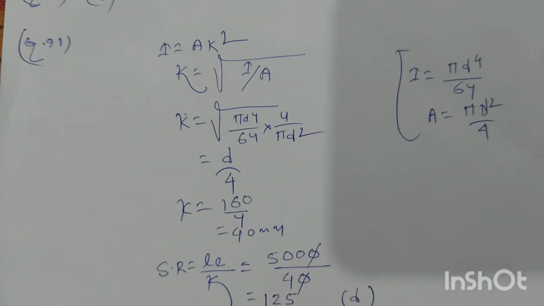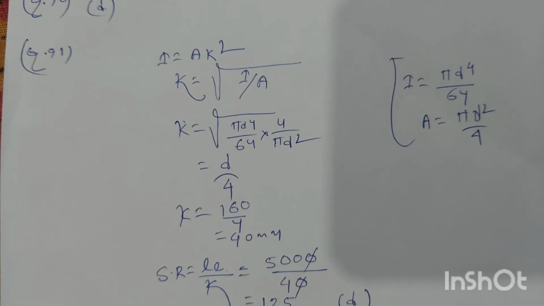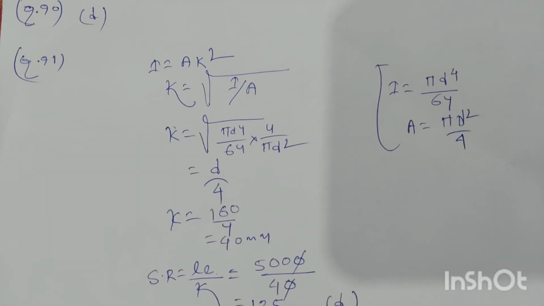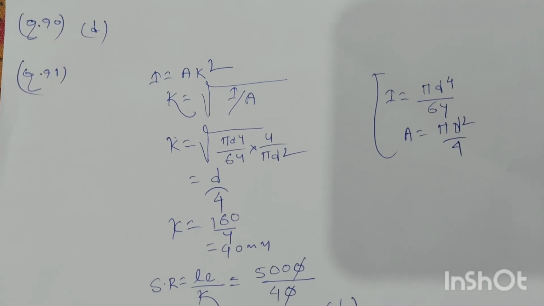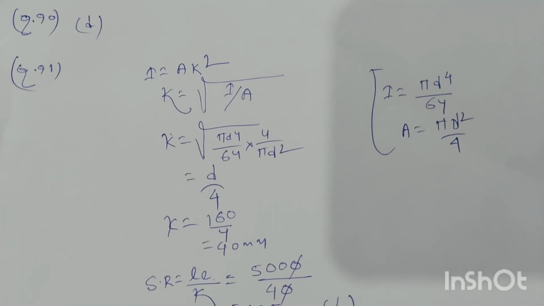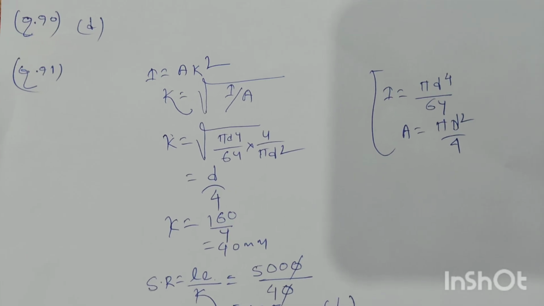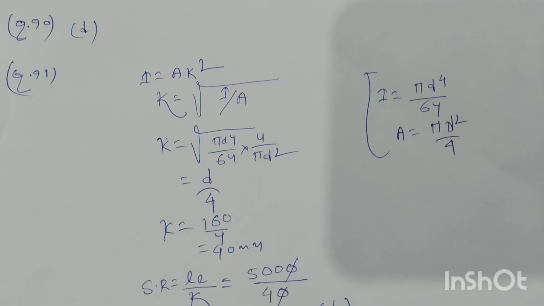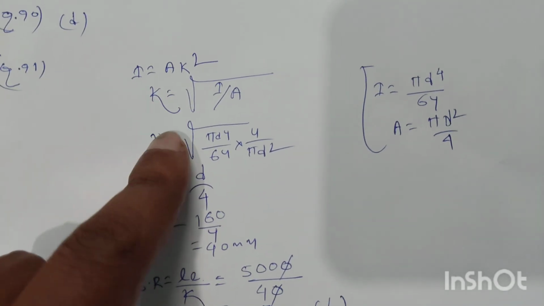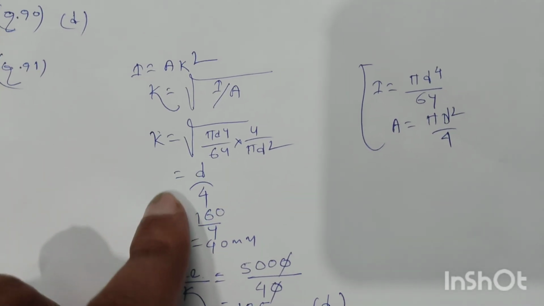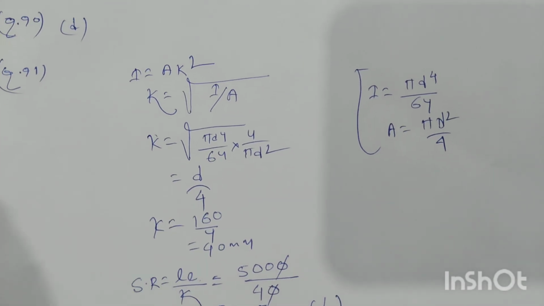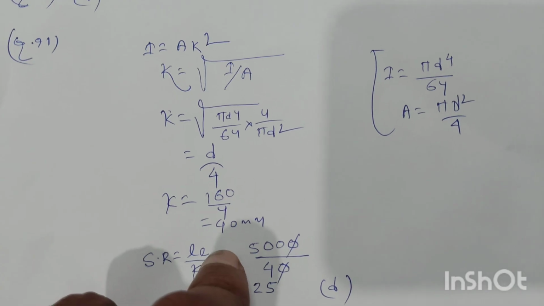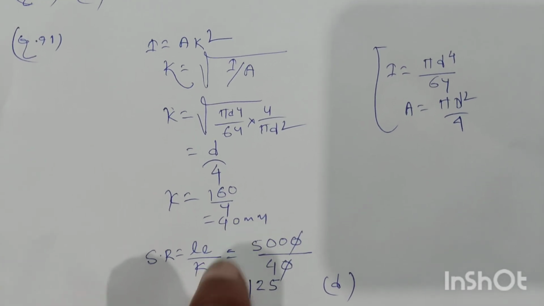For a 5 meter long column circular in section, the moment of inertia of the section will be pi d to the power 4 by 64, where d is the diameter of the circular section, and A is the area of the circular section. So area will be pi d square by 4. So k will be equal to root I by A. If we calculate, k will be equal to small d by 4. Small d value is given in question, that is equal to 160 mm. So k will be equal to 40 mm.